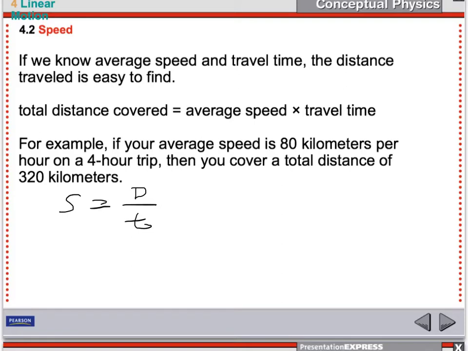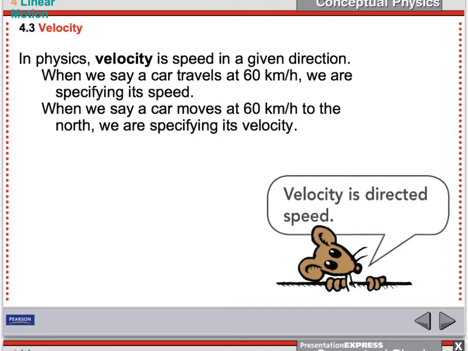And if what you're trying to find out is how long it's going to take, you know your average speed and you know your distance, then that becomes the time equals the distance traveled divided by the average speed. Three variable equations. Now that you know something about speed, we're going to add a term called velocity.